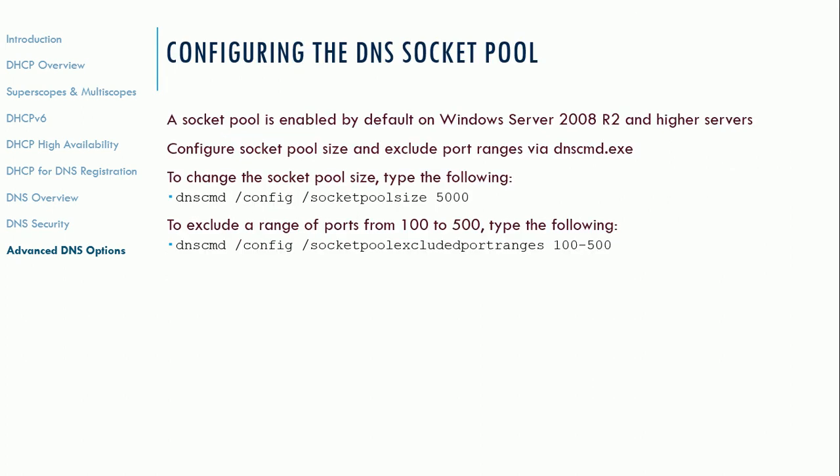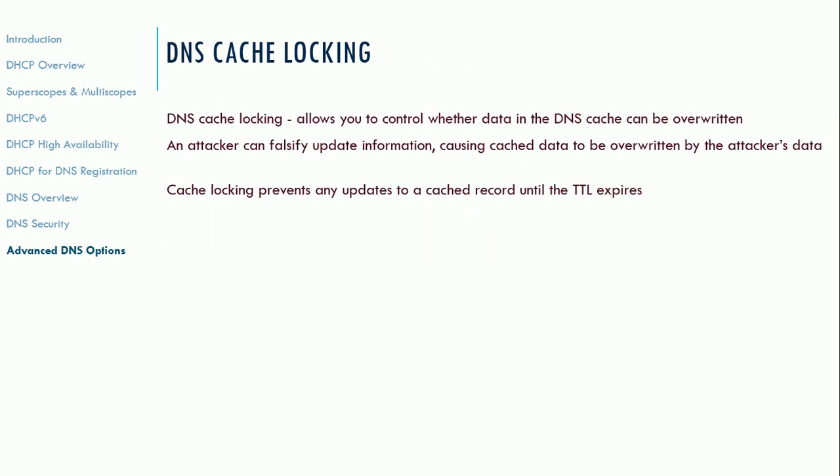So to configure this, it's enabled by default in 2008 R2 and later. You can configure the socket pool size and you can exclude port numbers. You might need to exclude port ranges if you are using other services on your server. For example, if you had a service listening on port 104, by default the DNS server might listen on 104 when it does this randomization, and there could be a conflict. So you might want to control what port numbers are used for this. You would use the command that you see here in the slide in order to do that.